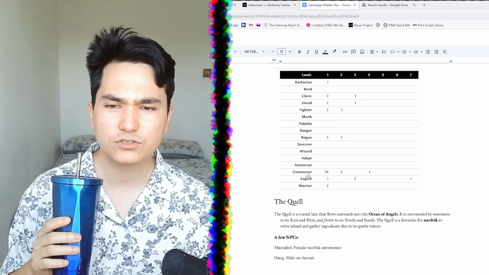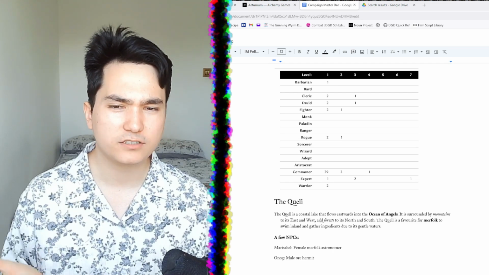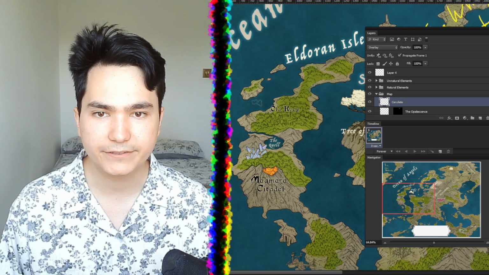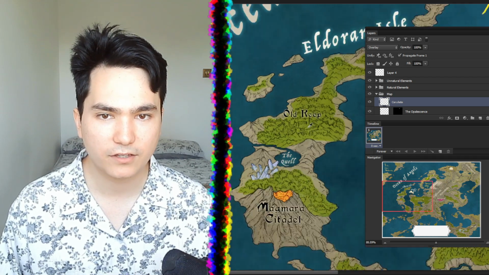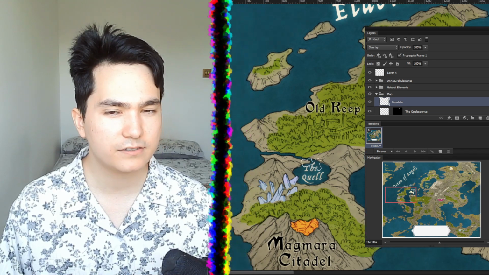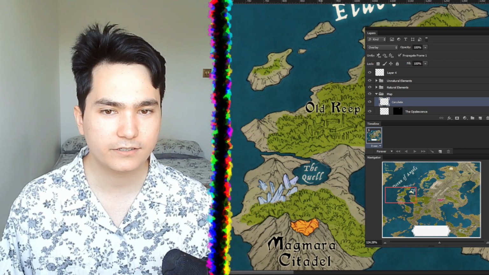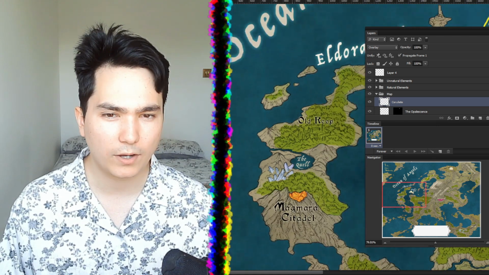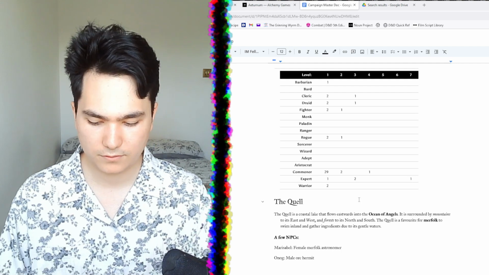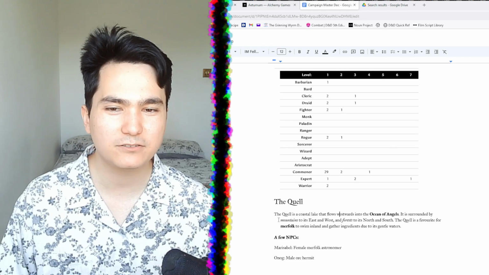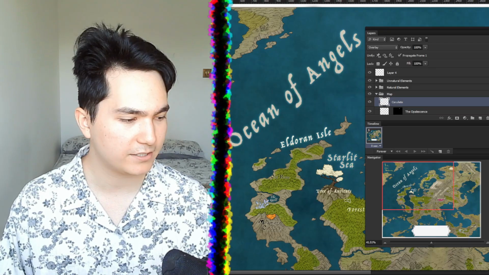Here's another example. So we've got here the Quell. The Quell is a coastal lake that flows eastwards into the Ocean of Angels. Over here, we've got the Old Keep up here, and the Quell down here. And then you see in the master doc details, it flows into the west. I hope I put west. I'm going to change this. Westwards into the Ocean of Angels. It is surrounded by mountains to its east and west, and forests to its north and south. Blah, blah, blah. Like so, right?